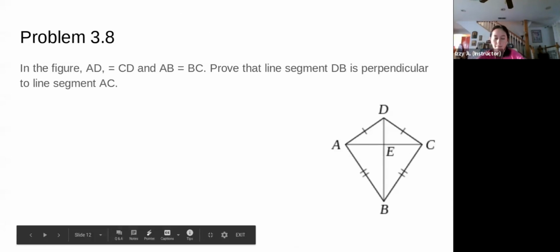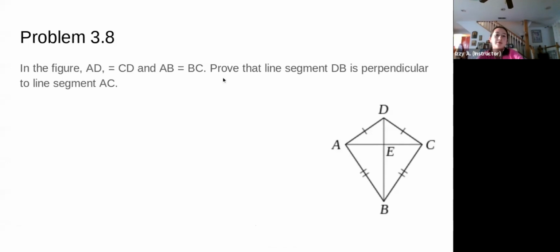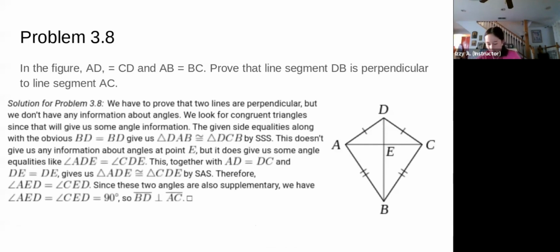Okay. So basically our goal is to prove that line segment DB is perpendicular to line segment AC. All right, now I'll display the words again. So we want to prove that the two lines are perpendicular, but we lack information about the angles. So we look at the four different triangles because that's going to give us information about the angles.